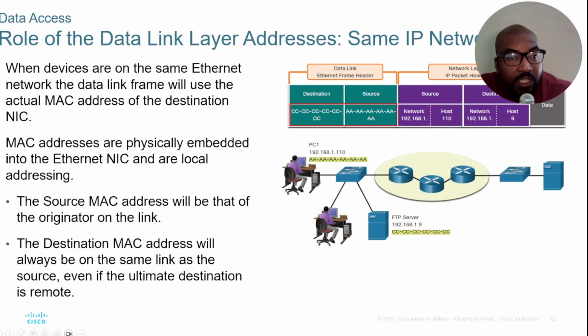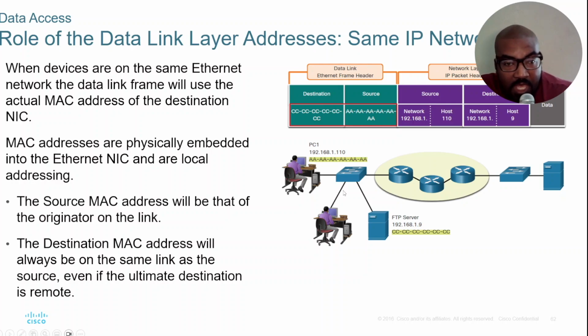The role of the data link layer addresses the same IP network. When devices are on the same network, the data link frame will use the actual MAC address of the destination. This is kind of like ARP. A MAC address is basically the physical address of a computer. MAC addresses are physically embedded into Ethernet and are local addressing. The source MAC address will be that of the originator, and the destination MAC address will be that of the destination on the same network.